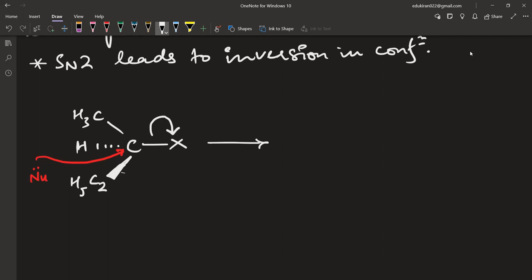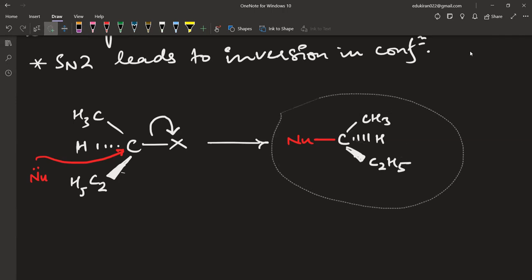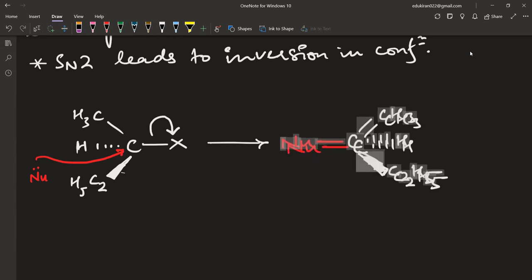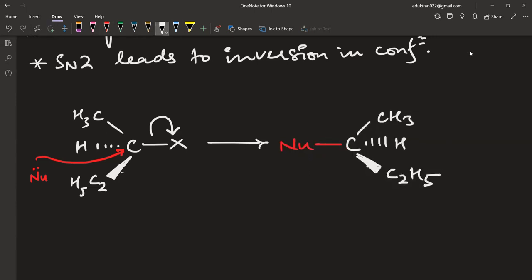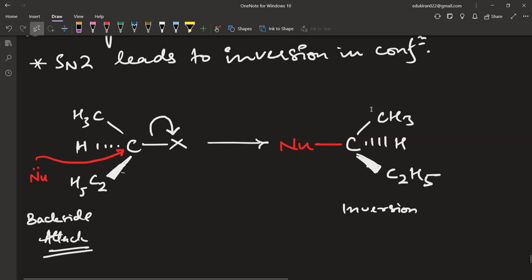Now what is happening? As soon as the nucleophile makes a bond with the carbon atom, the other groups which are present here have to flip. They go like this: CH3, hydrogen, and C2H5. Okay. So as you can see, this has led to inversion in configuration. Inversion in configuration. Okay, this is backside attack. ठीक है, छापिए इसको.